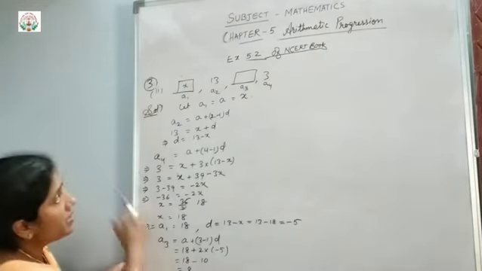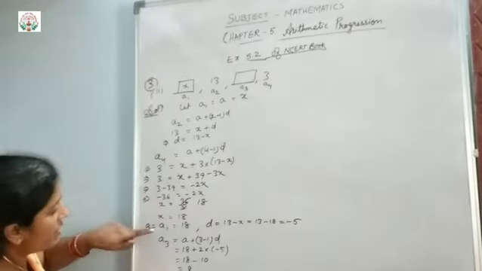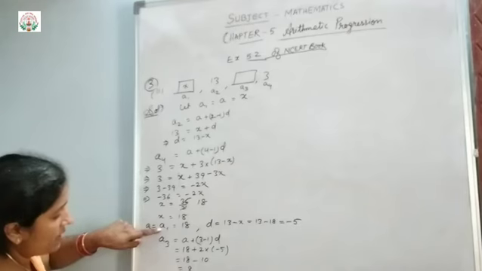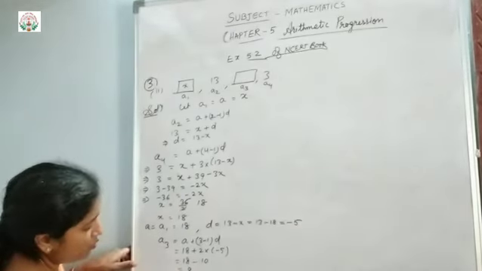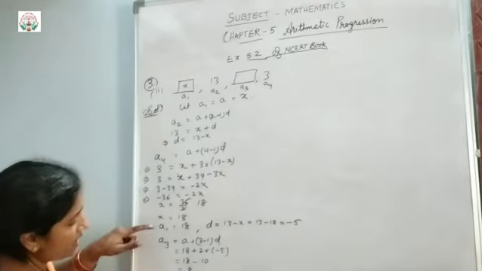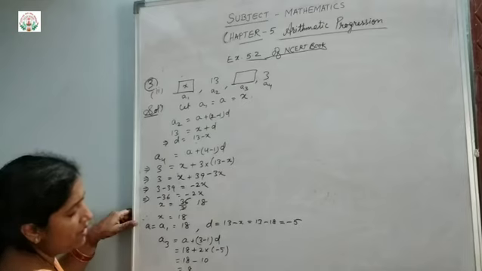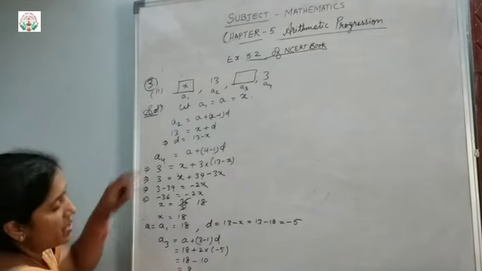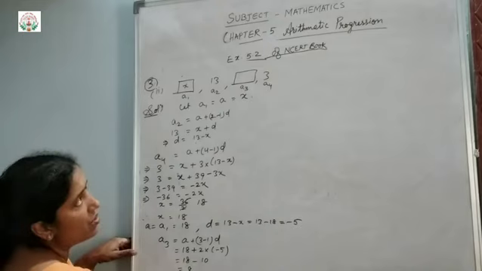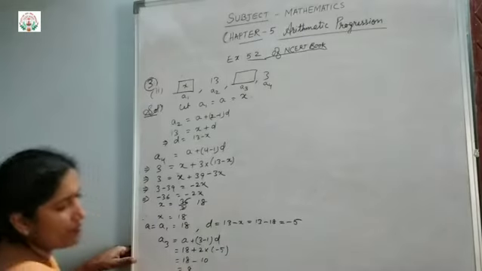Therefore, the series will be: A1 is 18, comma, then 13, comma, A3 is 8, comma, A4 is given as 3, and so on. Up to here only it is given in the question. So this will be the answer.